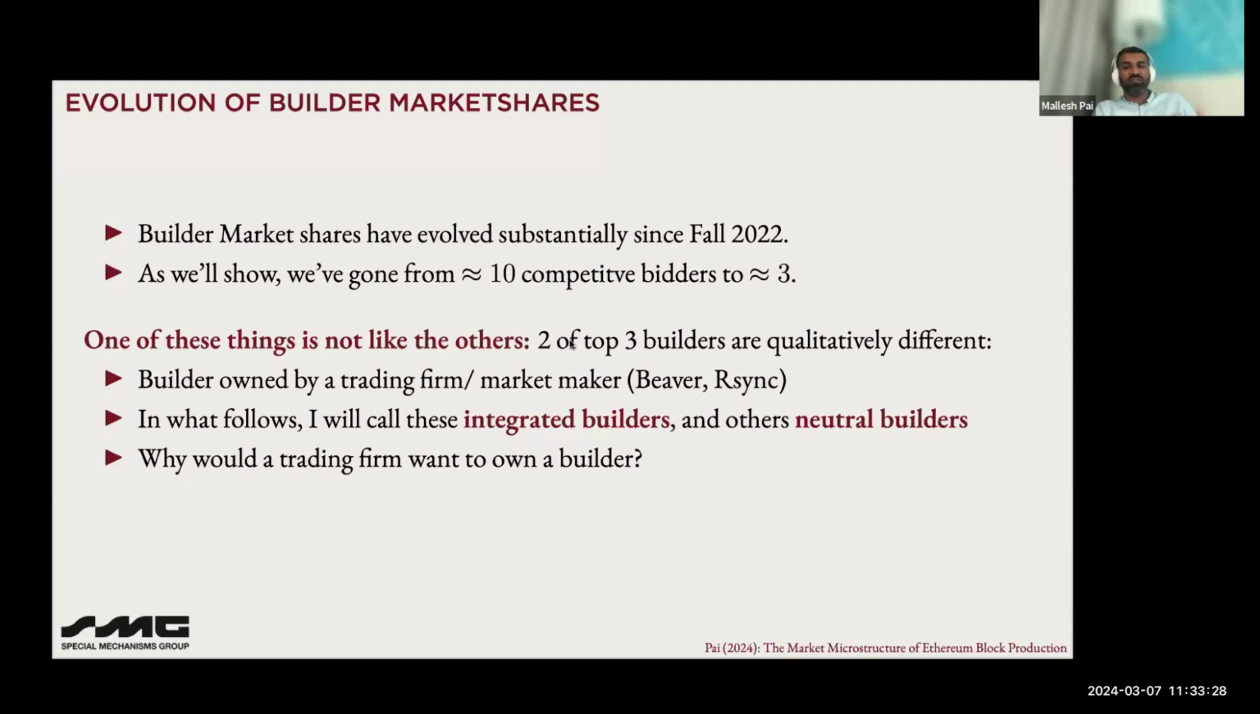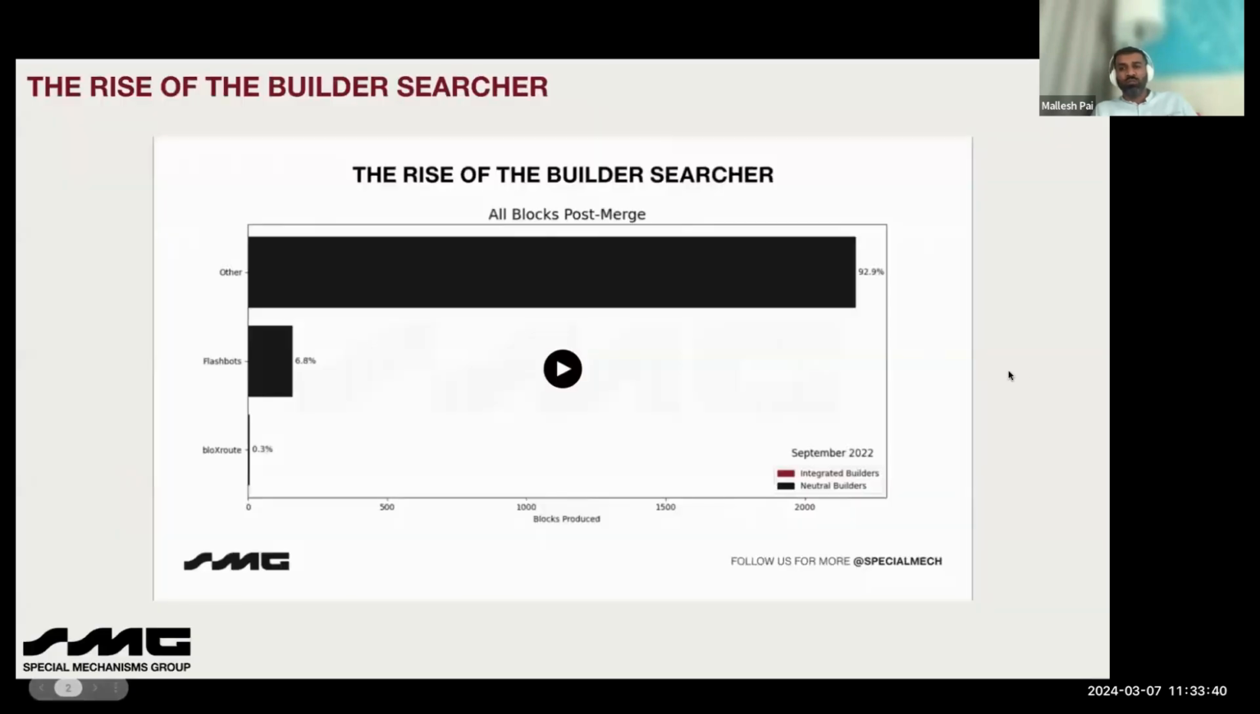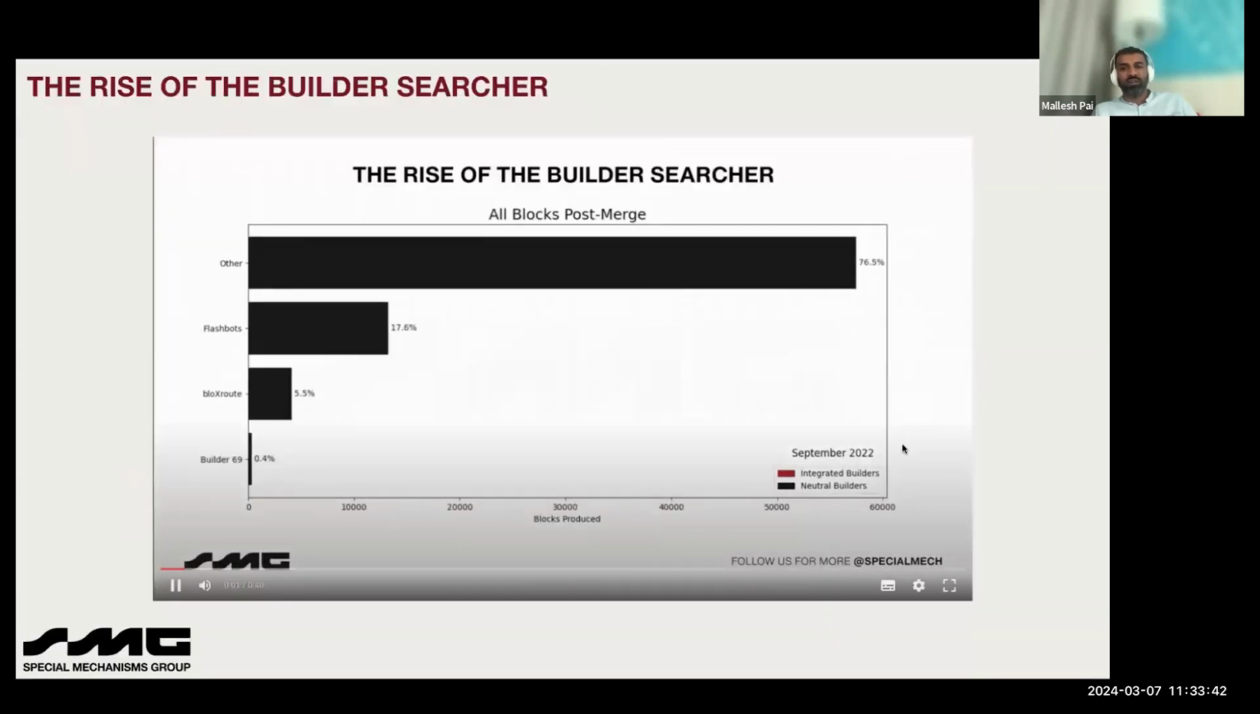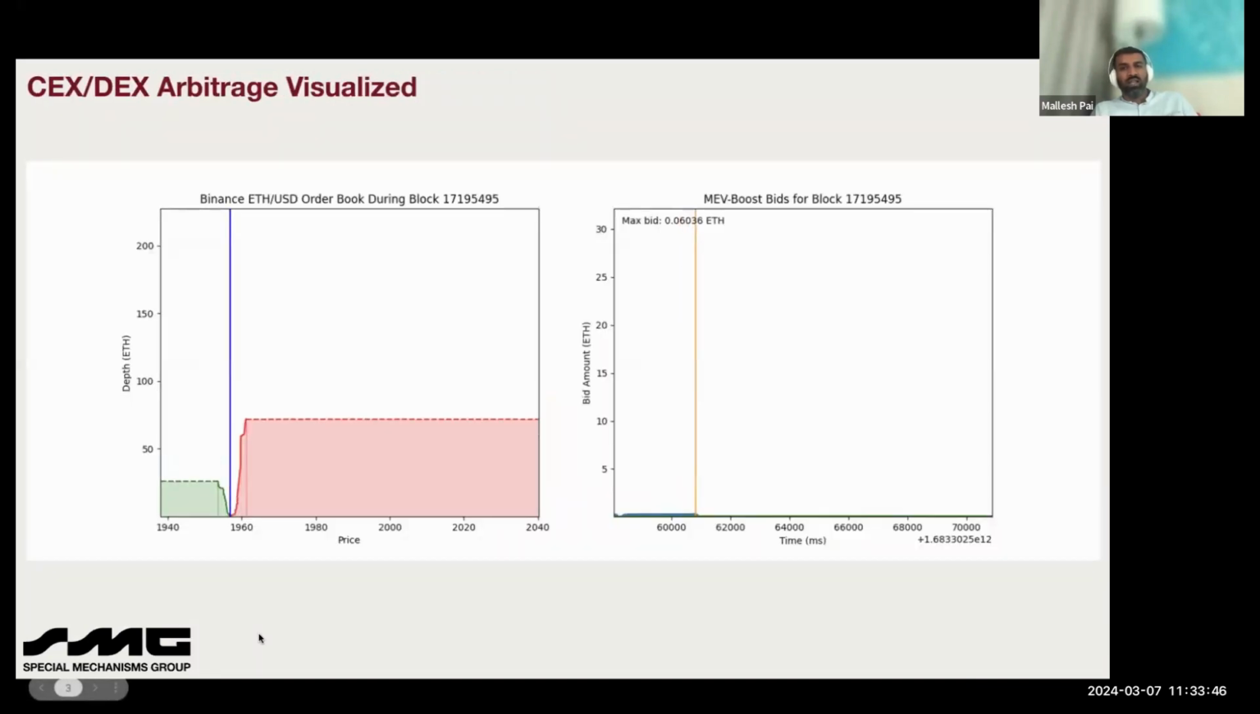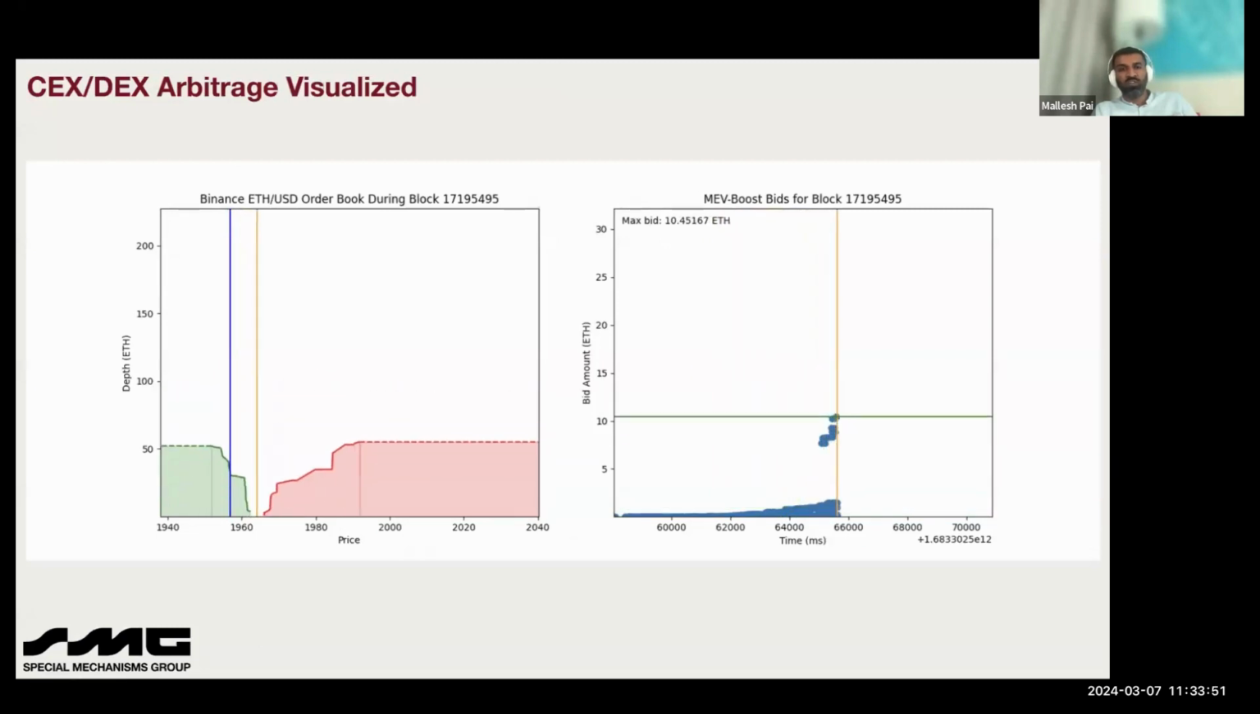The next question you might have is, why would a trading firm want to own a builder? The answer is fairly simple. If you're a trading firm and you own the builder, you get the right to announce the next set of transactions. You can use that next set of transactions fairly profitably. So here's the same block that we saw in the auction bar before.